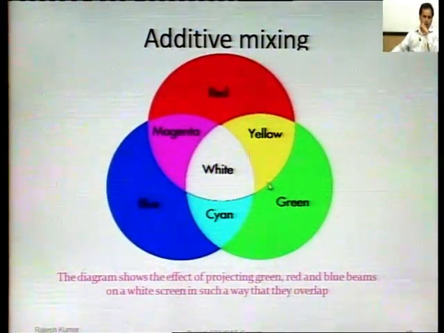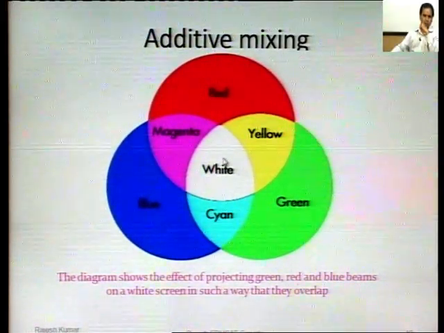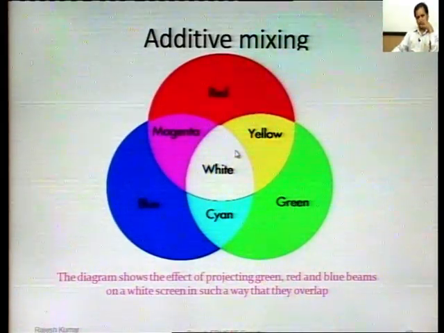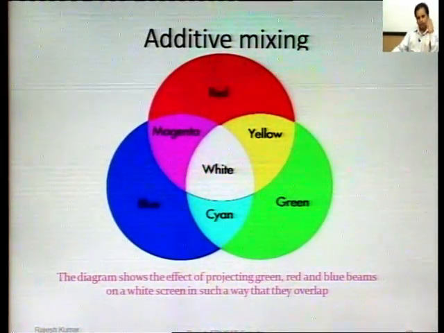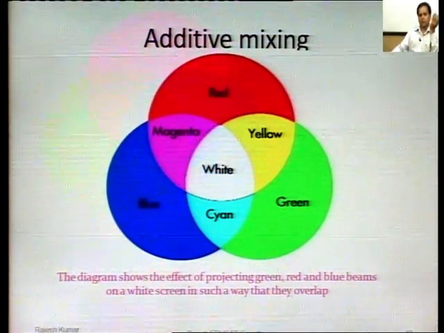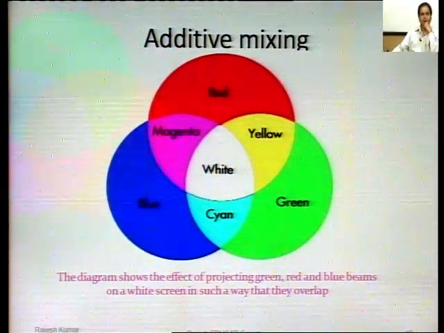Here it is two colors, here it is also two colors, here it is also two colors, but here it is all three colors: green, red and blue. So, if two or three primary colors are mixed with each other, then the resultant color formed is a different color, and that is called additive color mixing.